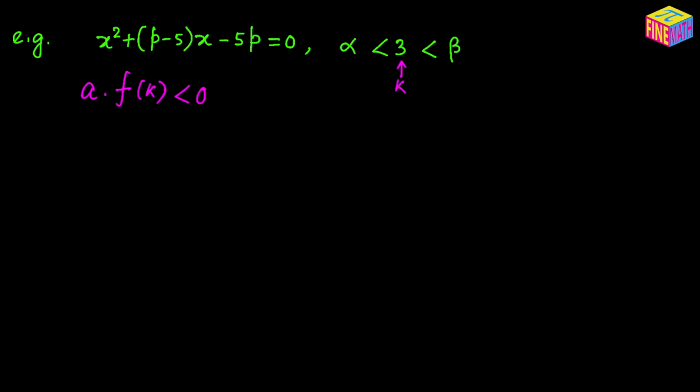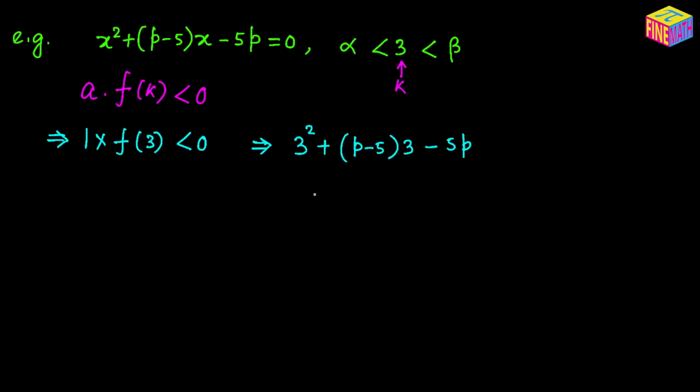So then from here what can we say? Well, a is 1, so 1 times f of k, and k is actually positive 3 here, so f of positive 3, this product must be less than 0. And from here let's calculate f of 3, because 1 times f of 3 is same as f of 3, right? So f of 3 would be 3 squared. So we are going to substitute the value of x as 3, so 3 squared plus p minus 5 times 3 minus 5 times p. This is our f of 3.